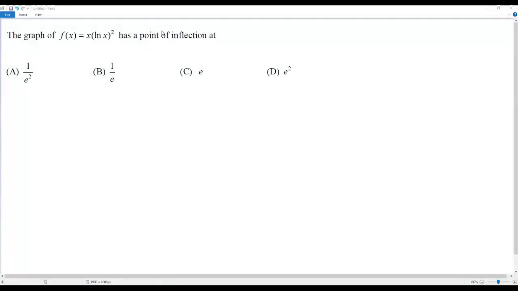Here we have an AP Calculus AB problem. Okay, let's go to the question. The graph of f of x equals x times (ln x) squared has a point of inflection at... Okay, so for the given function, we have to find the point of inflection.